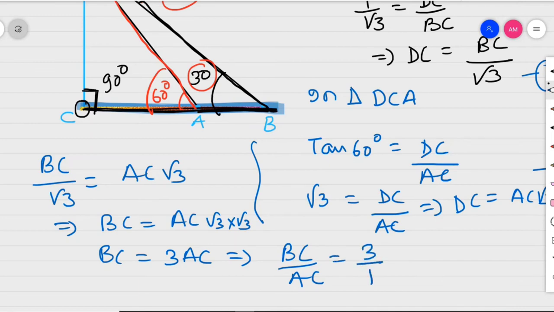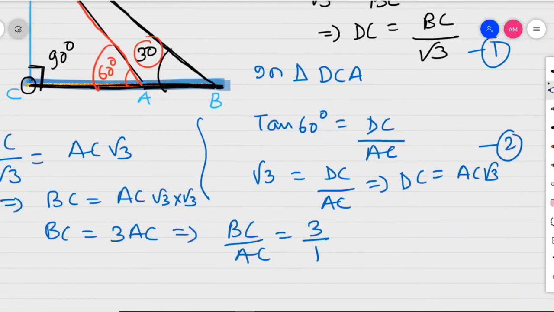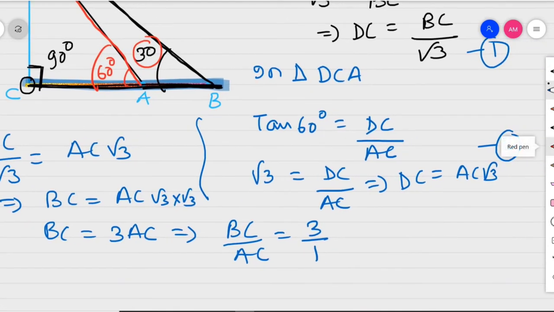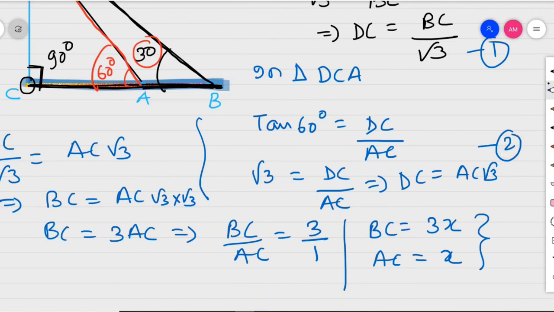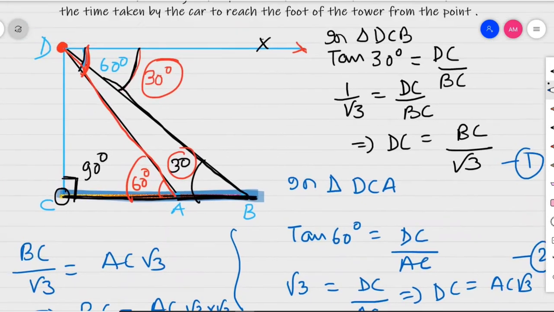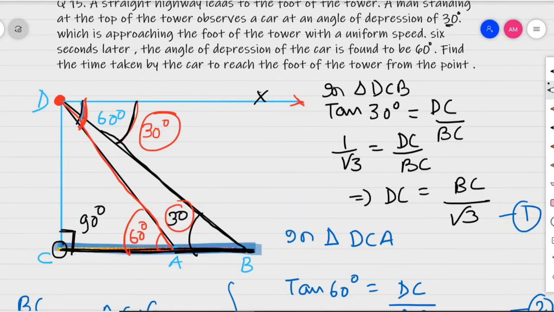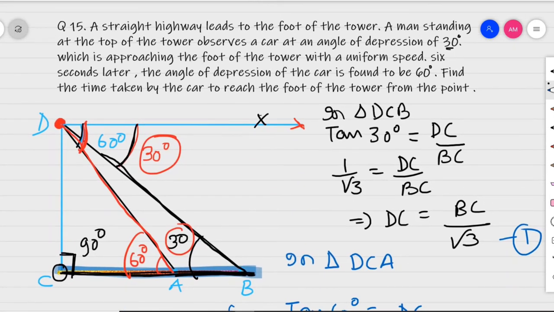Isn't it, children? Now BC and AC is equal to 3 by 1 means you can say that BC is equal to 3x and AC is equal to x. They are in the ratio. Now see, BC is equal to 3x. So this part is equal to 3x and AC is equal to x. From here what you can do, see, the time taken by the car to reach the foot of the tower from the point. You have to find this, but it takes 6 seconds from B to A.